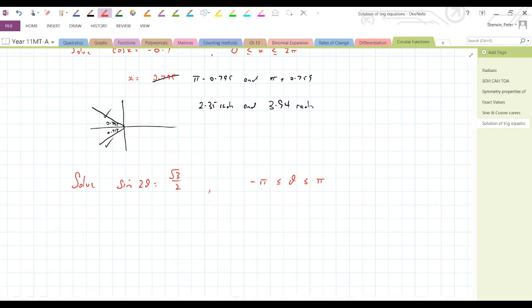Okay, our last example. Here it is. Now, we notice a couple of things different about this. Sine 2 theta, that's the first thing. It's not sine theta or sine x, it's sine 2 theta. Right, note that. Equals root 3 on 2.